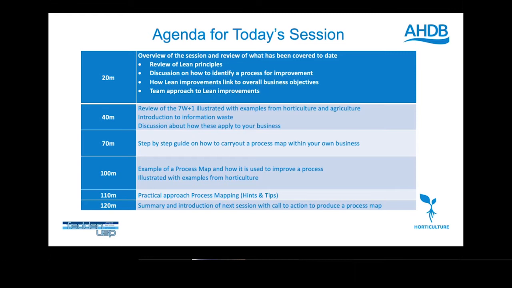So today's session, we'll have a review of what we've covered so far in the course. We'll then get you to feedback to us on what you found when you started to do the waste identification within your own business. And then we'll get into the meat of today, which is how to produce a process map. And then we'll talk through how you can go away and start applying that, and give you an activity of going away and doing a process map on one of the areas you've identified that you'd like to improve within your own business.